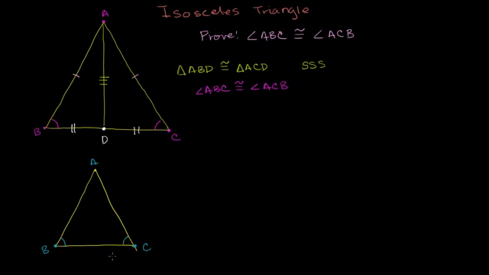So this is where they have the same exact measure. And what we want to do in this case, we want to prove, so let me draw a little line here to show that we're doing a different idea. Here we're saying if these two sides are the same, then the base angles are going to be the same. We prove that.